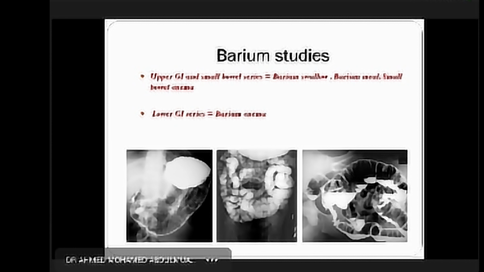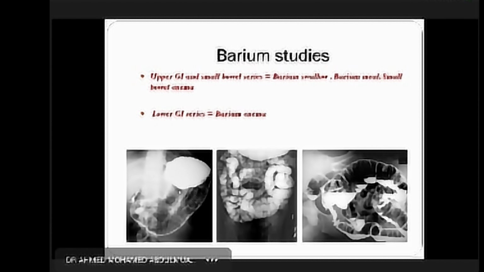For example, this one is a double contrast barium meal. So barium swallow normally will be done for oesophagus pathology. If you have any carcinoma or any achalasia or any abnormality within the esophagus, we can do a barium swallow. So it is mainly an examination for the esophagus, and we can also judge gastroesophageal reflux on barium swallow. Okay. Barium meal is mainly for the stomach as well as for the duodenum.